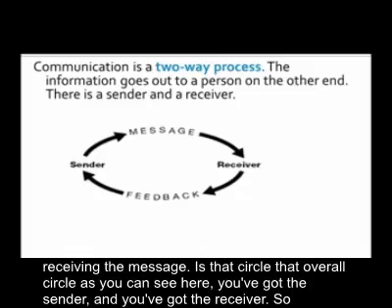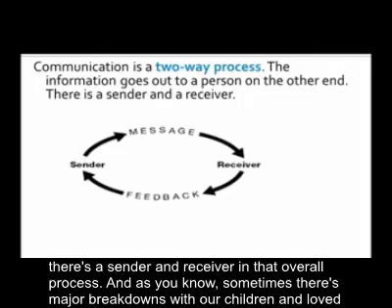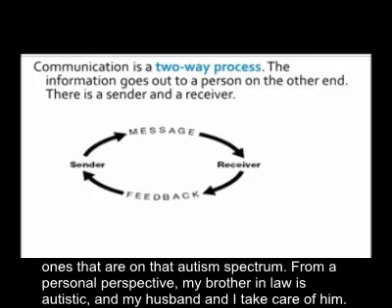Is that circle, that overall circle. As you can see here, you've got the sender and you've got the receiver. So communication is a two-way process. The information goes out to a person, and at the other end, obviously, you have the receiver. So there's a sender and receiver in that overall process, and as you know, sometimes there's major breakdowns with our children and loved ones that are on that autism spectrum.